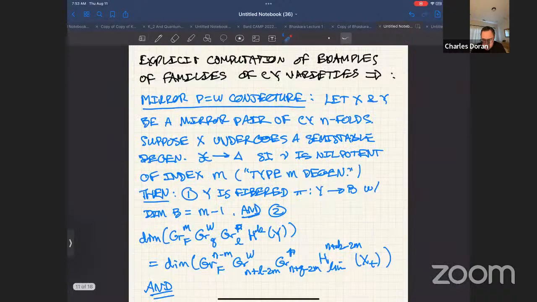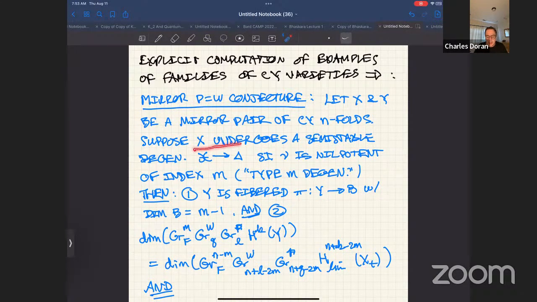Okay, so once you have something like this, you can't resist computing. And explicit computation of examples of families of Calabi-Yau varieties led us to what we call a mirror P equals W conjecture. So if X and Y are a mirror pair of Calabi-Yau n-folds, now for our conjecture, we don't care what construction you use. We're saying, hey, no matter what construction you use, this should be true.